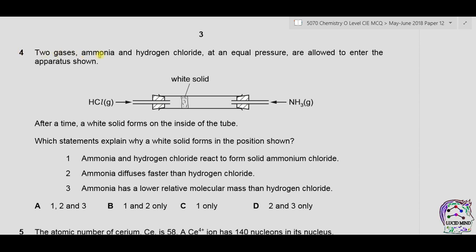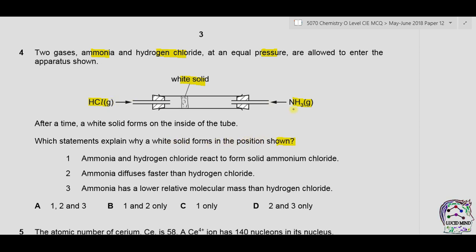Question 4. Two gases, ammonia and hydrogen chloride at an equal pressure are allowed to enter the apparatus shown. This is HCl gas, this is ammonia gas, and white solid is formed when both of these react together. After a time, a white solid forms on the inside of the tube. Which statement explains why a white solid forms in the position shown?